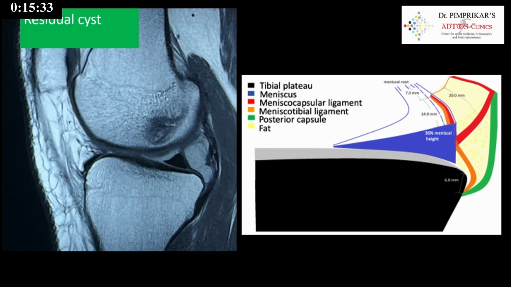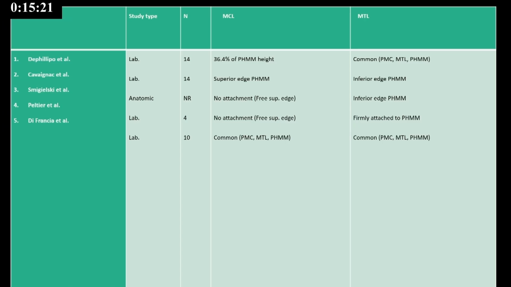So we thought this is a neglected ramp injury along with the initial episode of the ACL, which was labeled as a partial tear of the ACL, and the translational injury has given rise to a residual cyst in the posteromedial aspect.